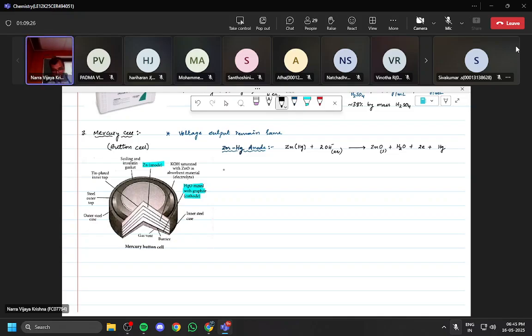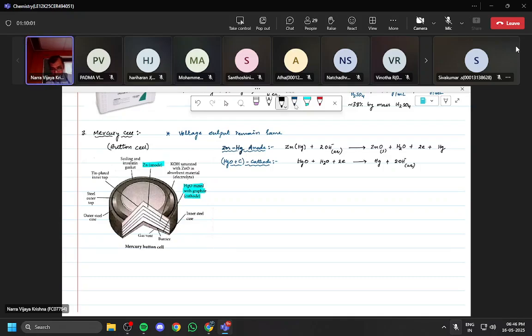Now at cathode, sir, which is acting as cathode? HgO plus graphite. This mixture is acting as cathode. What happens at cathode? Reduction. Observe that reduction reaction. HgO, mercury oxide, combined with H2O plus 2 electrons forms mercury and 2 OH minus.